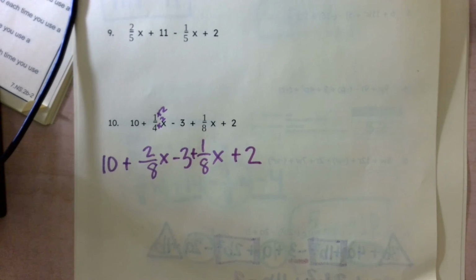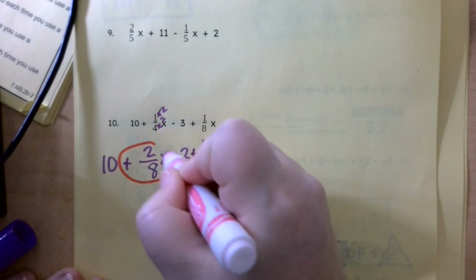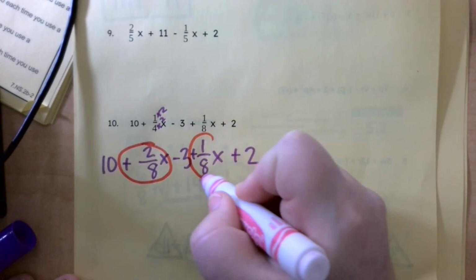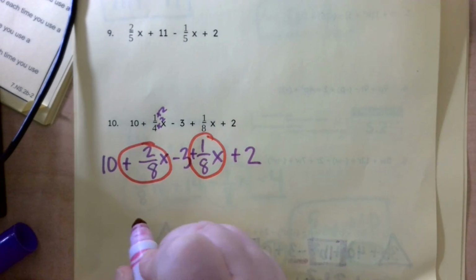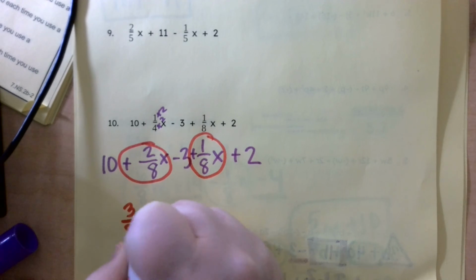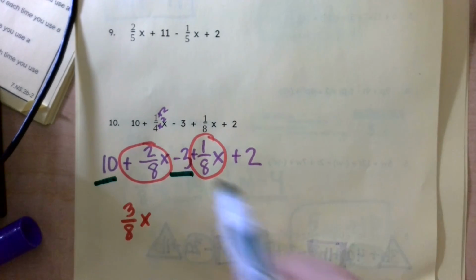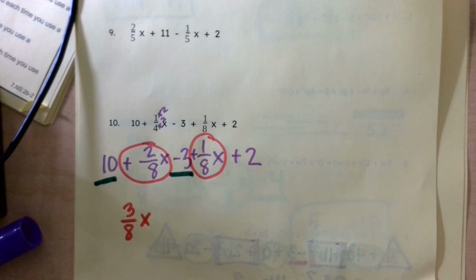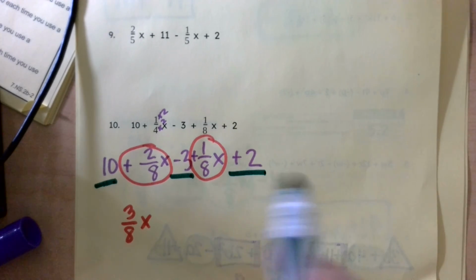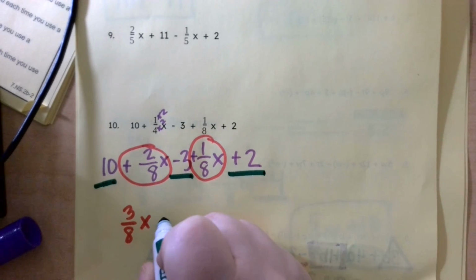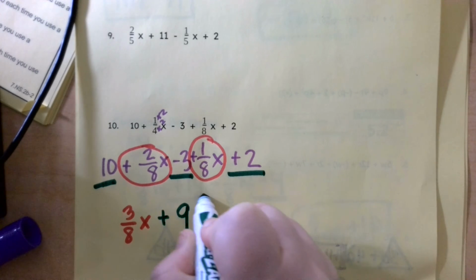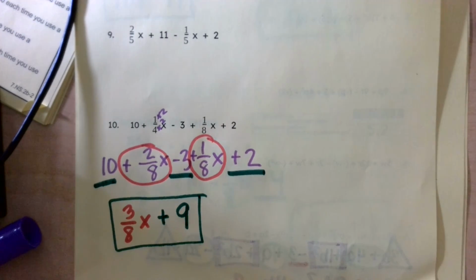All right, let's do our x's first. Positive 2/8 x plus positive 1/8 x is 3/8 x. Now my numbers. 10 minus 3 is 7. 7 plus 2 is 9. So plus 9. And this is my final answer.